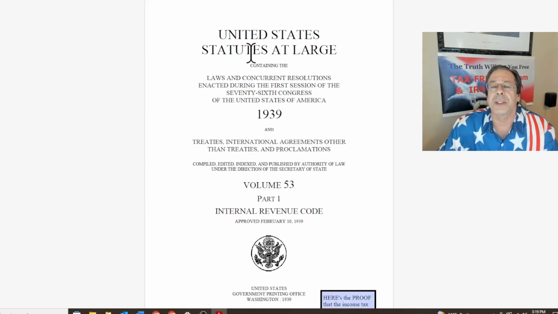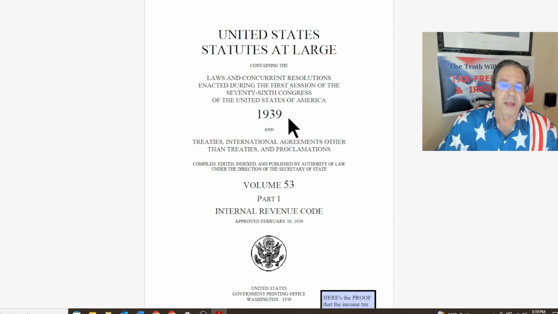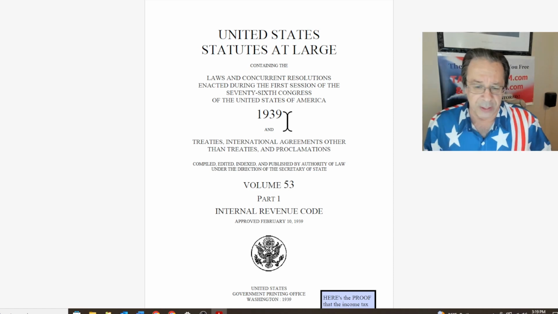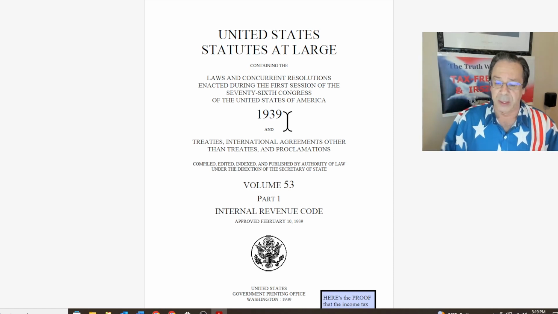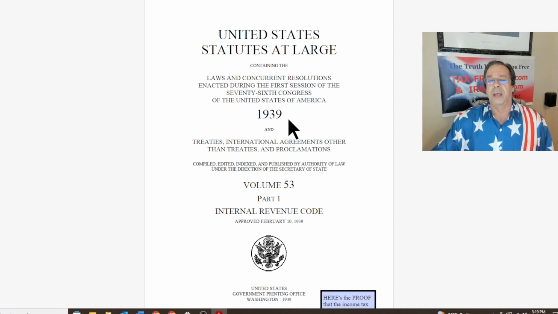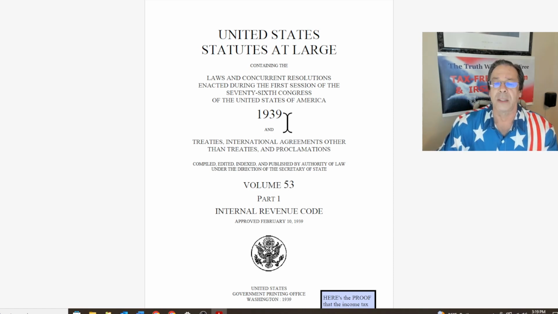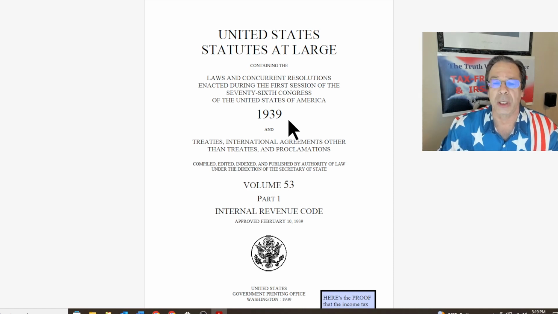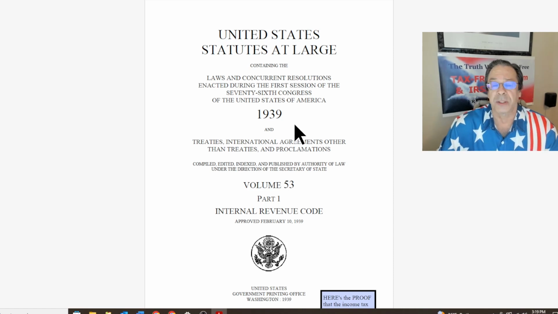Here are the statutes at large from 1939. Now, this is 26 years after the enactment of the 16th Amendment and the income tax laws. So you would think that by 1939, 26 years later, they would accurately have captured in the law the enforceable application of it. 26 years to get the law right. Think they did? I assure you, they did.